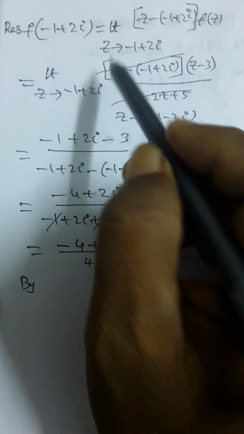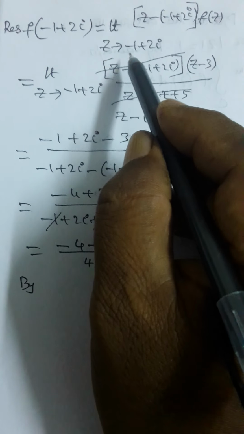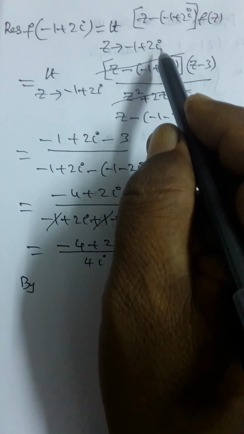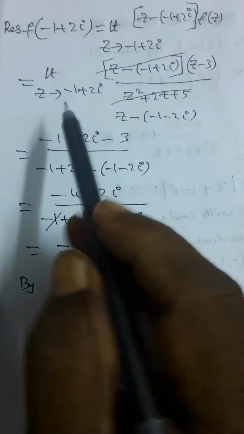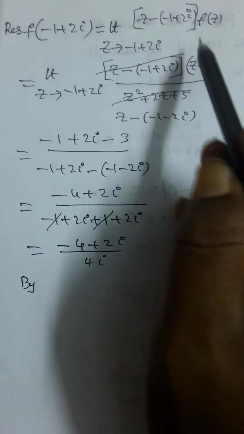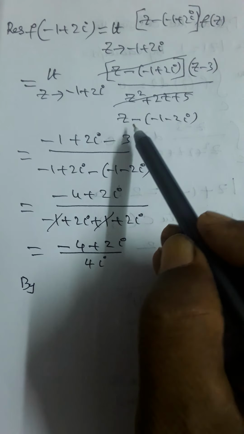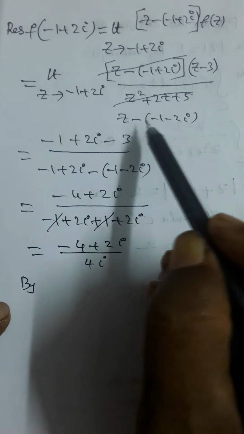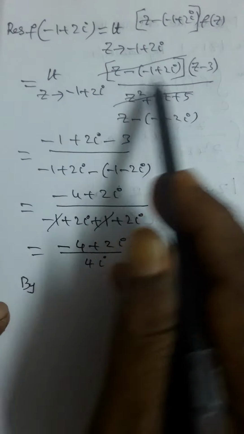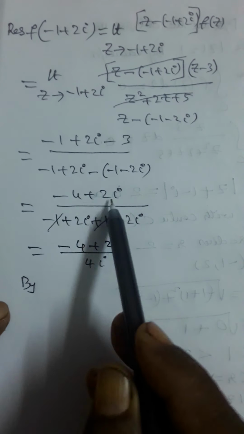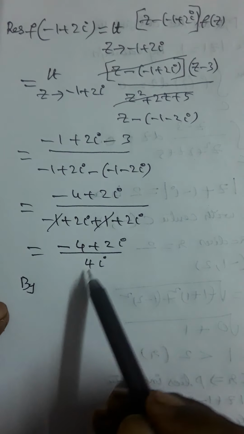Residue of f at minus 1 plus 2i is equal to limit z tends to minus 1 plus 2i of (z minus a) into f of z. The factor cancels with the other factor, so put z is equal to minus 1 plus 2i here. Simplifying, we get this value.